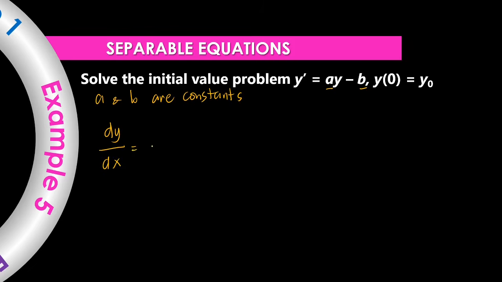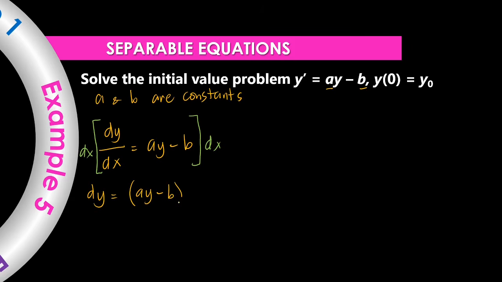And then that's equal to ay minus b. What will happen if I multiply both sides of the equation by dx? If you multiply both sides of the equation by dx, dx here will cancel, and on the left side, we will be left with dy alone. And here, we will get the quantity ay minus b multiplied by dx.